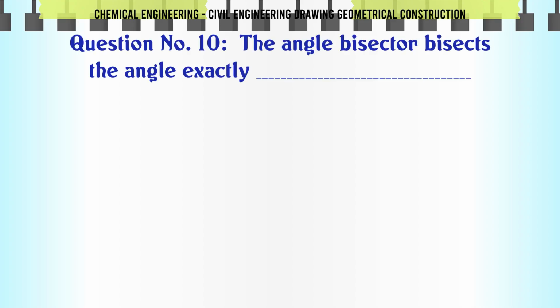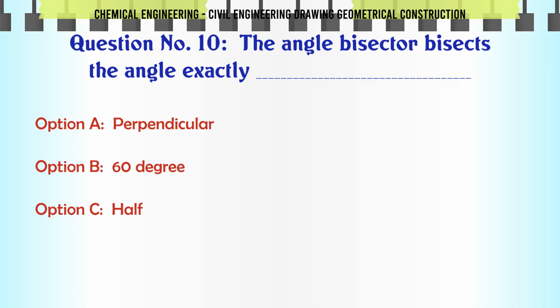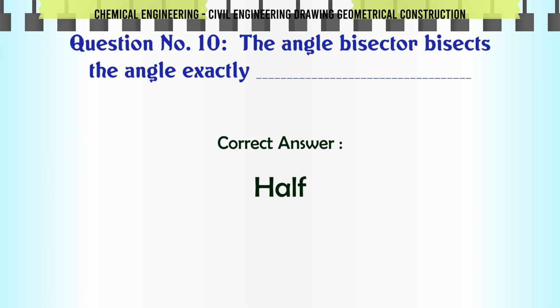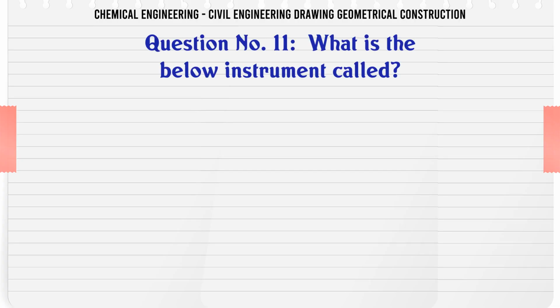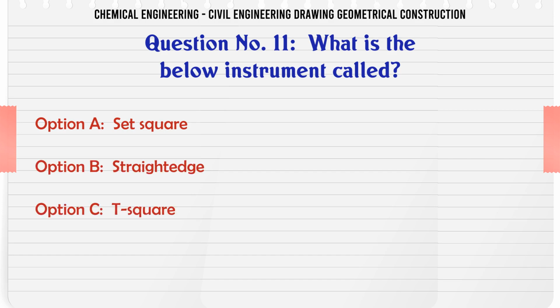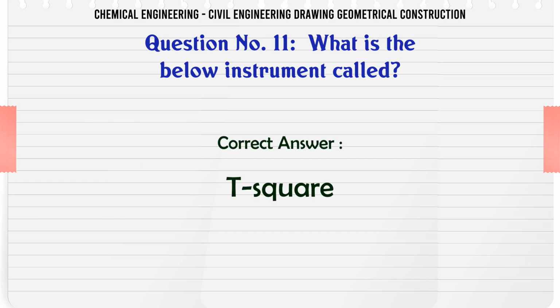The angle bisector bisects the angle exactly ____. A. Perpendicular, B. 60 degrees, C. Half, D. Any ratio. The correct answer is half. What is the below instrument called? A. Set square, B. Straightedge, C. T-square, D. Opacimeter. The correct answer is T-square.